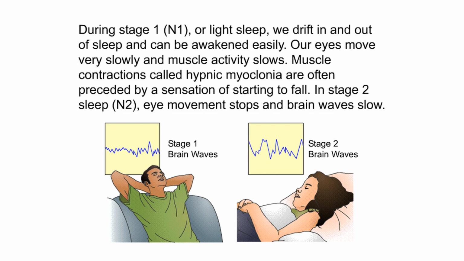During Stage 1, N1, or light sleep, we drift in and out of sleep and can be awakened easily. Our eyes move very slowly and muscle activity slows. Muscle contractions called hypnic myoclonia are often preceded by a sensation of starting to fall. In Stage 2 sleep, N2, eye movement stops and brain waves slow.